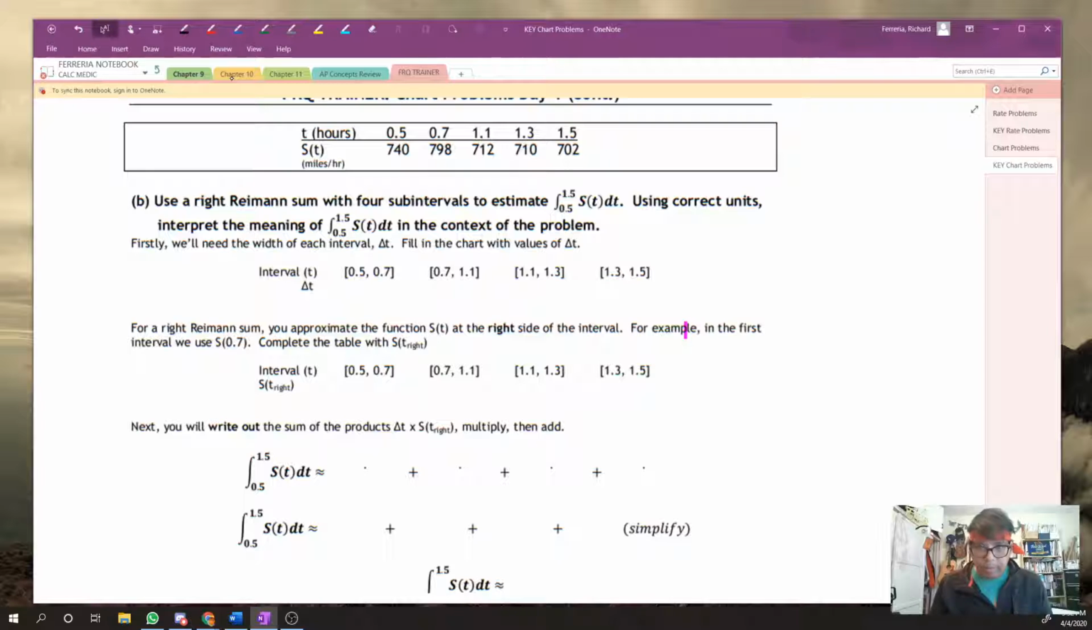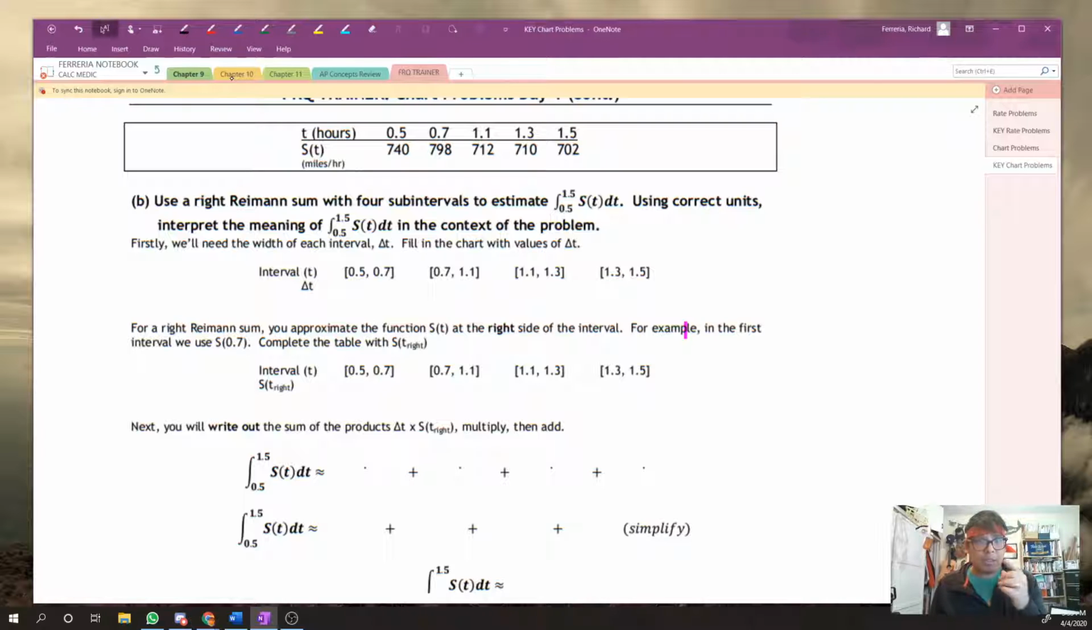So this is our right Riemann sum problem. Naturally, you could expect Riemann sums to be either a right Riemann sum or a left Riemann sum, maybe even a trapezoidal sum or a midpoint sum. But this one happens to be a right Riemann sum. And the first place that you might go wrong is to get the incorrect intervals.